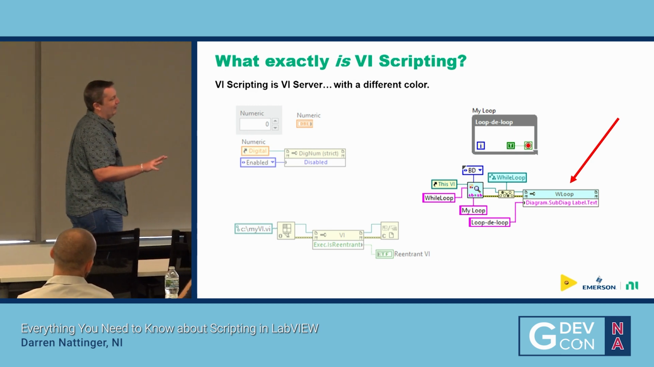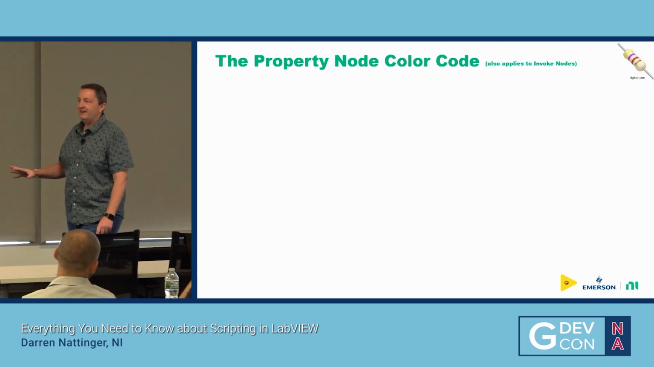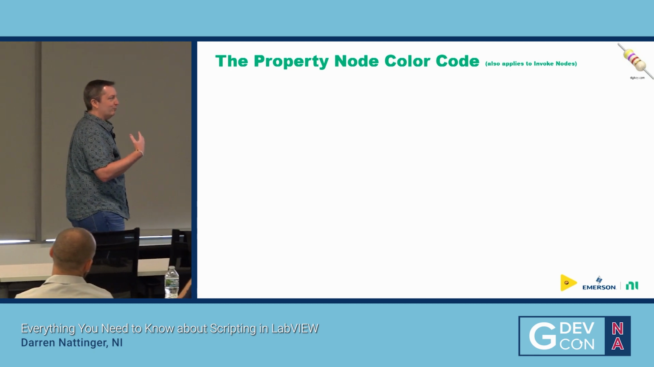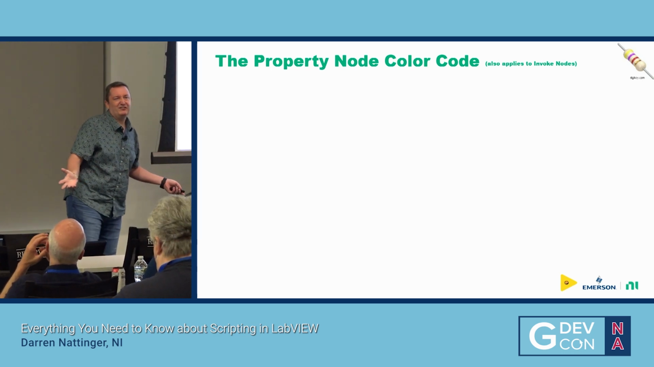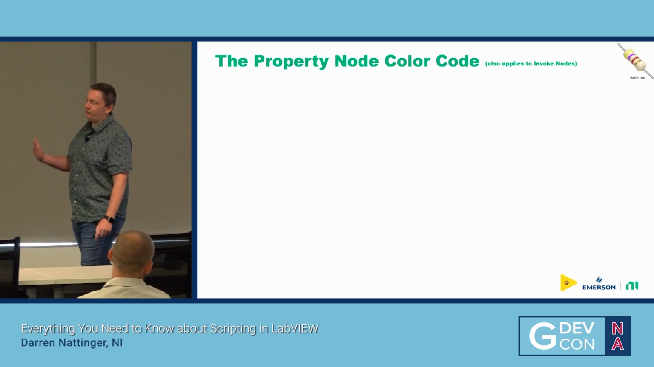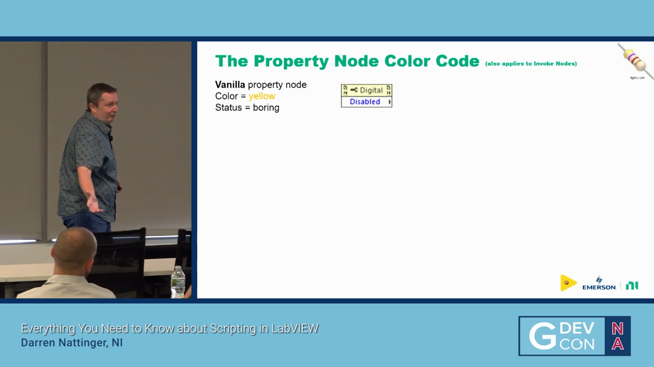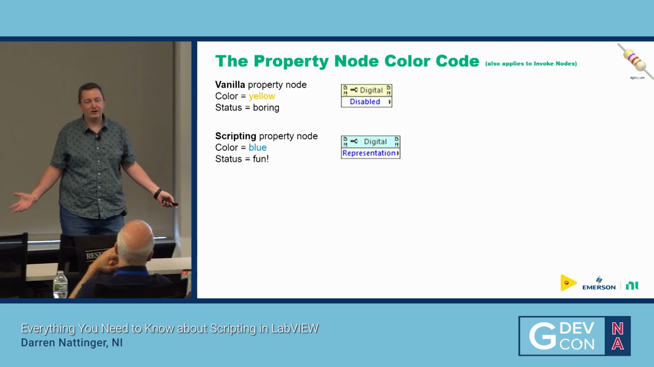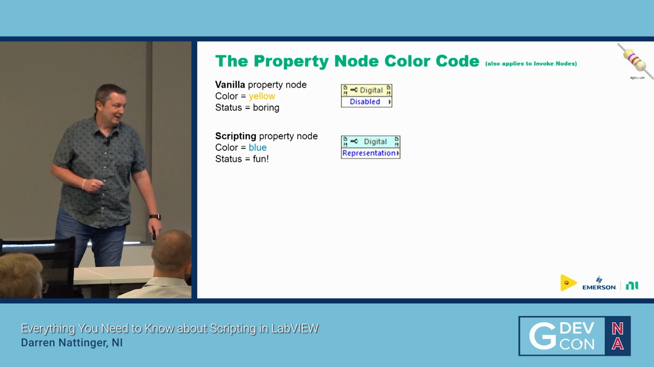So now is a good time for me to talk to you guys about the property node color code. Throughout the course of this presentation, I'm mainly going to be using the term property node when I really mean property nodes and invoke nodes. I'm just going to say property node to be short. So just remember, most of the stuff I say when I'm referring to property nodes also applies to invoke nodes. So vanilla property nodes. We've all seen these. They're yellow. They're boring. They're not what we're talking about today. We're talking about scripting property nodes. Those are blue. They're fun.